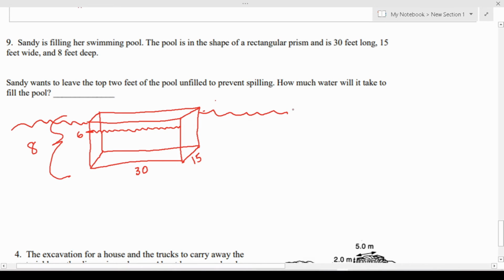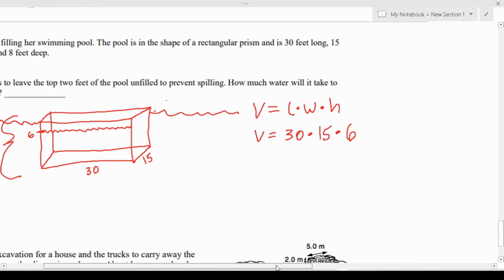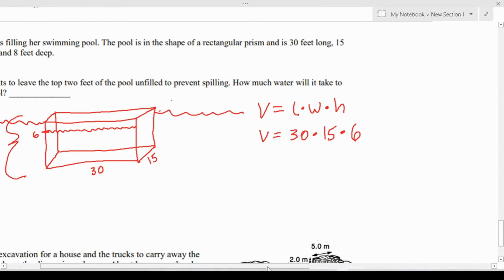In light of that, we have to realize that we're going to need the formula to find the volume of this rectangular prism. And that's simply length times width times height. We know our length is going to be 30. You know the width is 15. And instead of using 8 for the height, which is in fact the height of this rectangular prism, we're only going to use 6 since that's how high she wants the water to go up. So this is going to be 30 times 15 times 6. All right, so now we're just going to work this out and we'll have our answer.